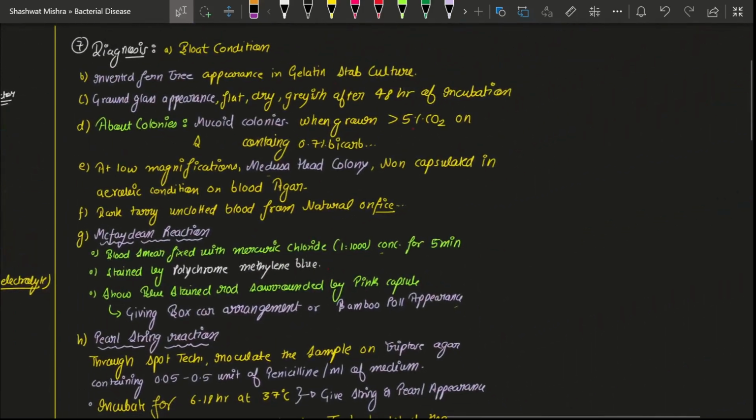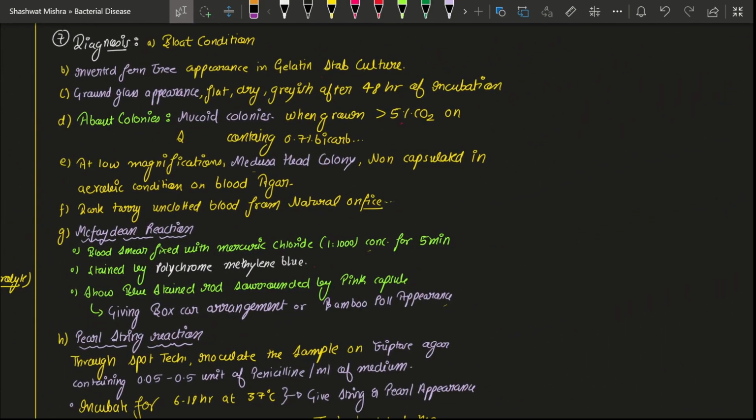The diagnosis is also important. Whenever we diagnose a particular disease, obviously the history and the clinical signs are the most important things, which will help direct us towards a particular diagnosis. There may be a bloat condition that we can see. Now, whenever we prepare a culture for a suspected case, what happens when we do a gelatin stab culture for the sample acquired from the animal's death site? It will lead to the formation of an inverted fir tree like appearance.